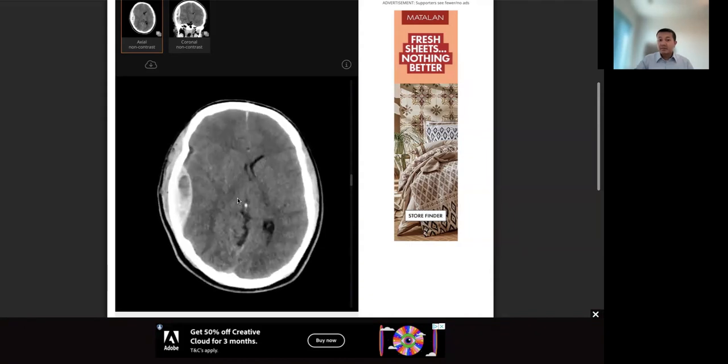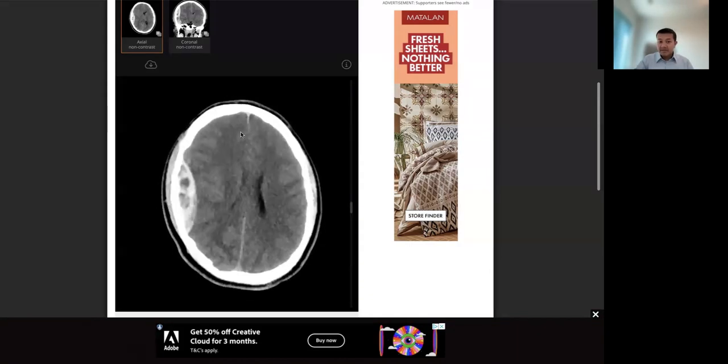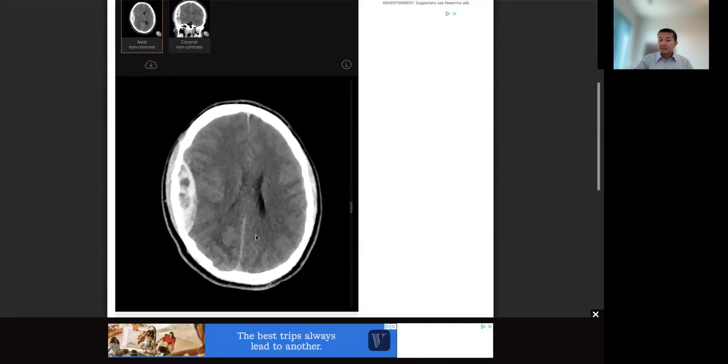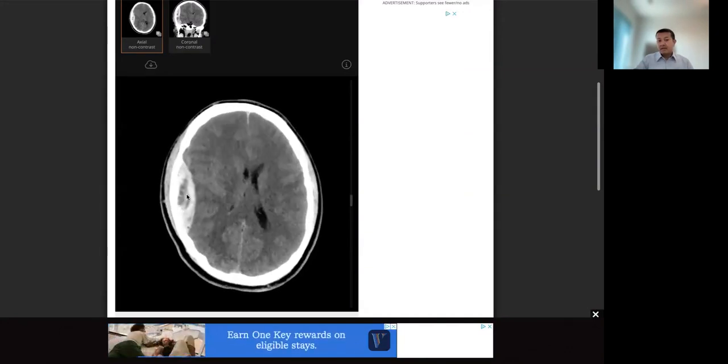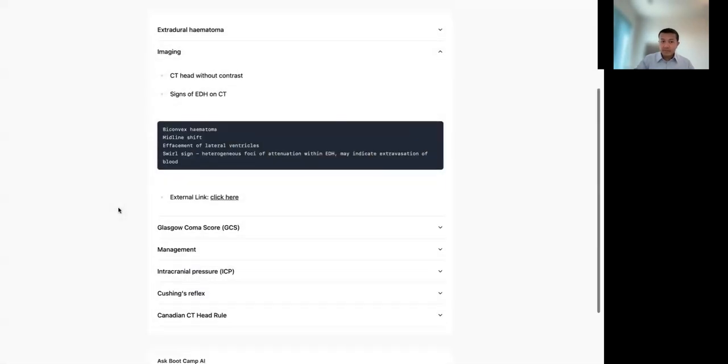Effacement means they are compressed and then they're gone. And then you can see the midline shift is curved as well. The midline should be in the midline, but it's a little bit curved, so this is pushing it to the side. So midline shift, effacement of the lateral ventricles, and biconvex hematoma. So this is extradural hematoma.